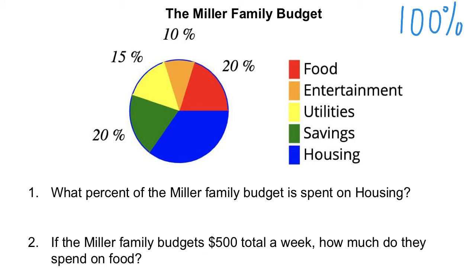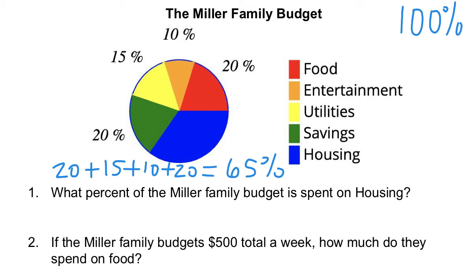So if we look at the other pieces of data that we have here and we total those up, so if we take the 20%, the 15%, the 10%, and the 20% that we know about the savings, utilities, entertainment, and food, and if we total those up together, we're going to get 65%. So to figure out the percentage that's left over for housing, we can do 100% minus 65% to figure out that there's 35% of the budget left over for housing.